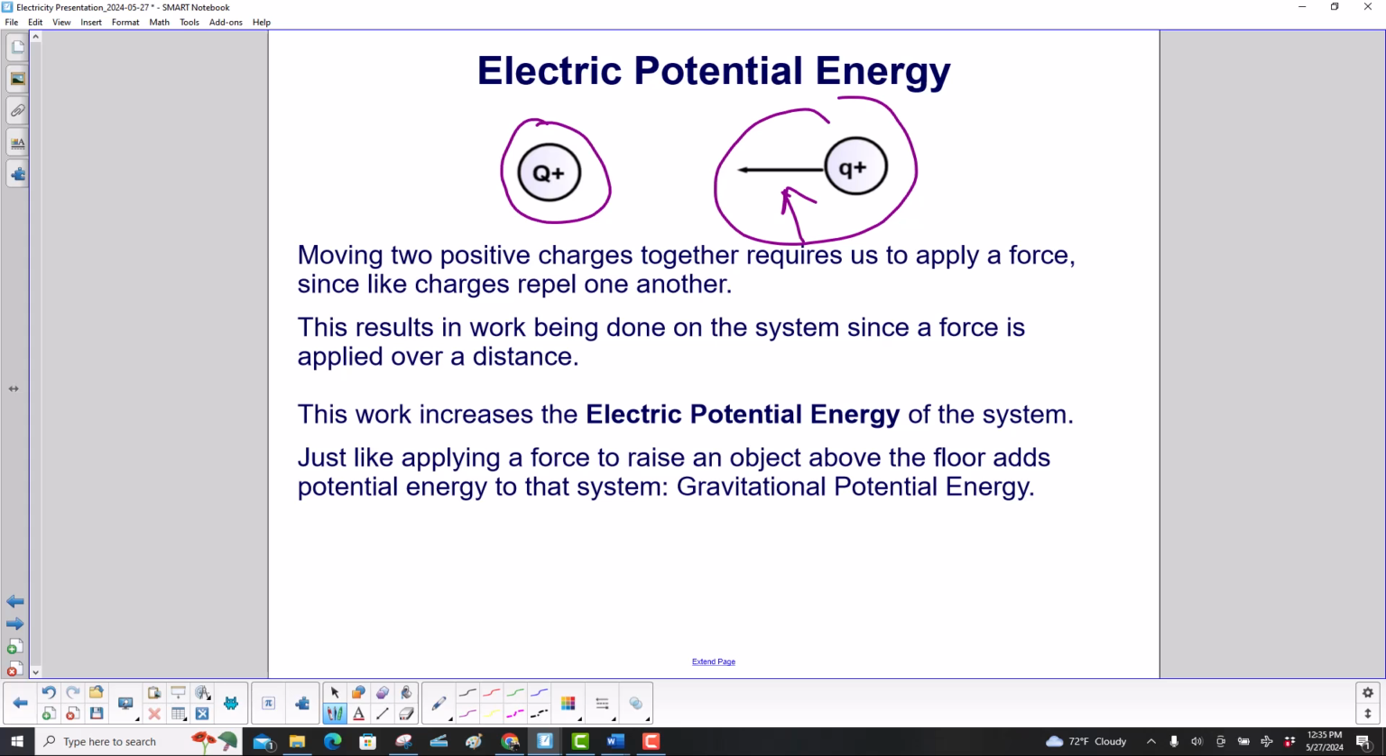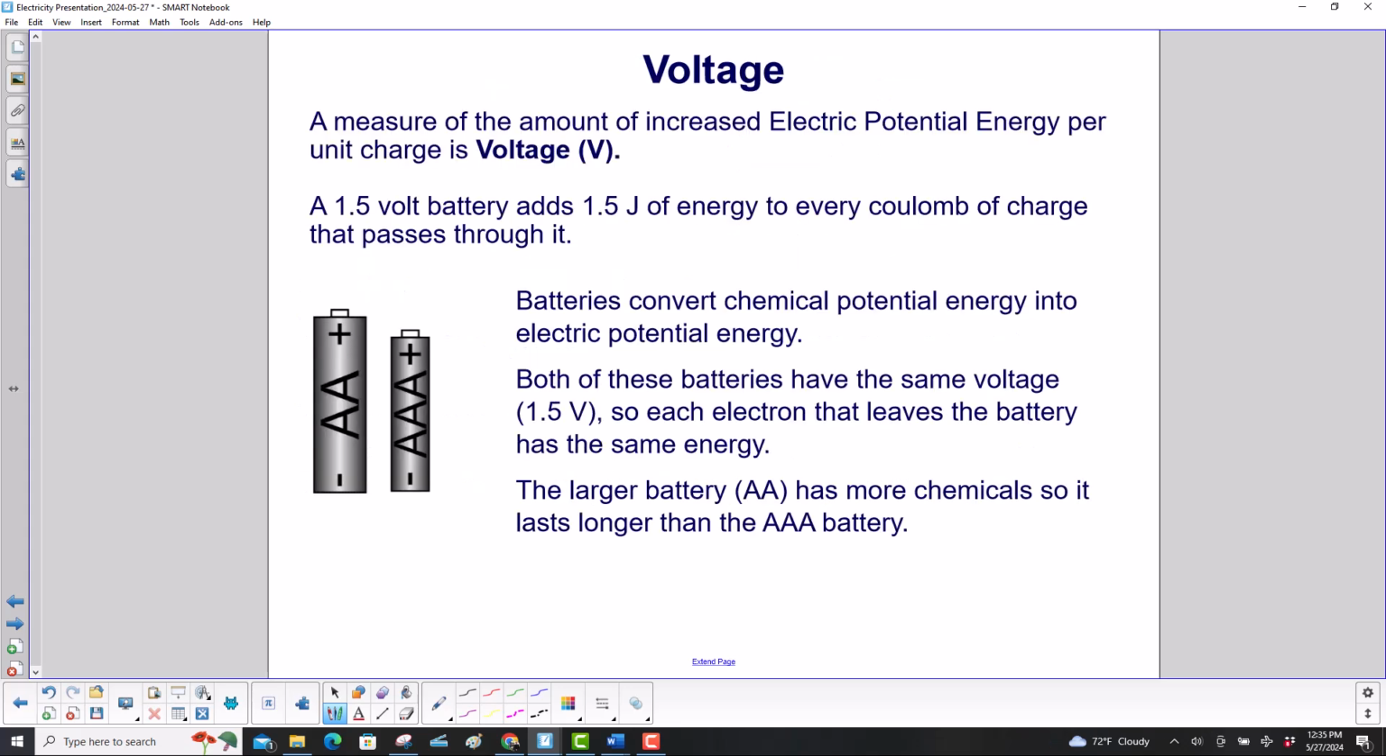The work increases the electric potential energy of the system. Just like applying a force to raise an object above the floor adds potential energy to that system, gravitational potential energy. A measure of the amount of increased electric potential energy per unit charge is voltage. A 1.5 volt battery adds 1.5 joules of energy to every coulomb of charge that passes through it.